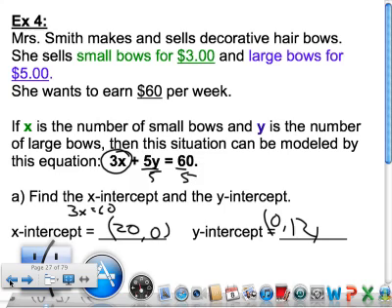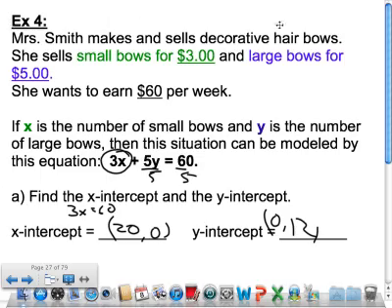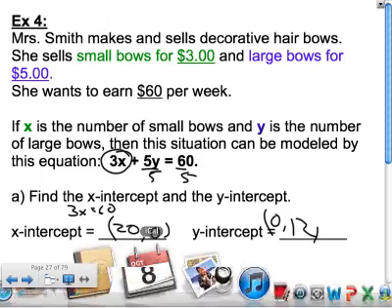So again, this whole lesson is just another way for you to graph lines, probably more efficiently than what we looked at yesterday of creating an x-y chart. So again, find your x-intercept, find your y-intercept, plot them, and then draw the line that goes through both of those points. And that's a good method for graphing an equation.